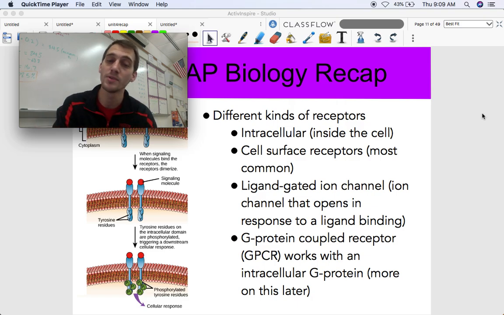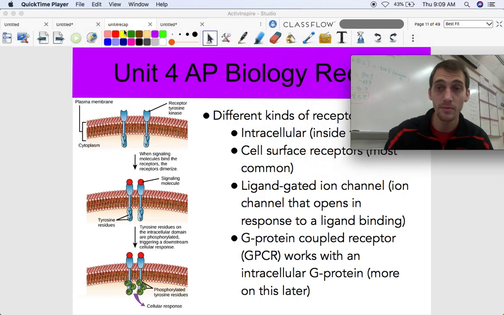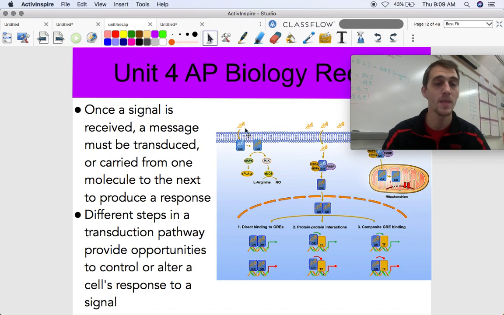And maybe for AP Bio, it's the most important, a G protein coupled receptor, aka a GPCR, works with an intracellular G protein, and that's a special kind of receptor that we'll talk about more in 4.3 when we talk about the epinephrine signaling pathway. So once the signal is received, a message can be transduced. This is step number 2, or carried from one molecule to the next to produce a response.